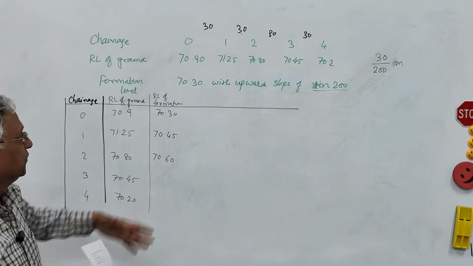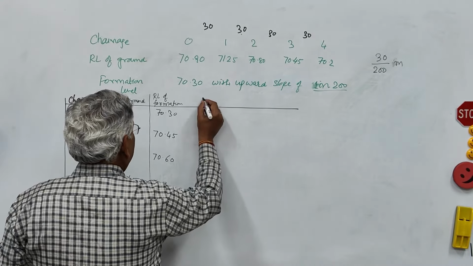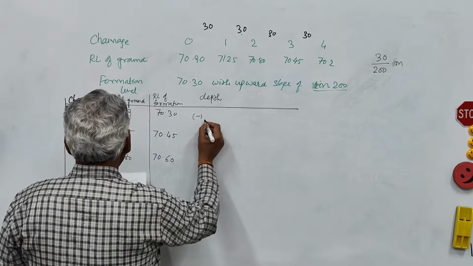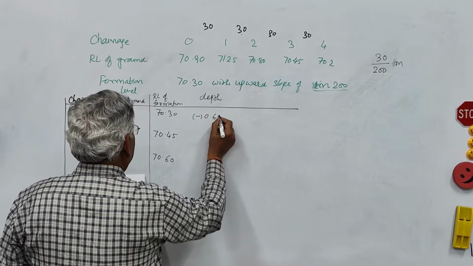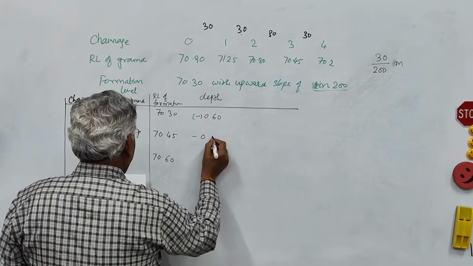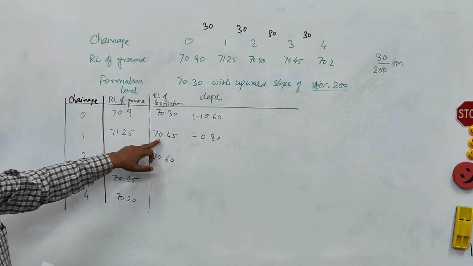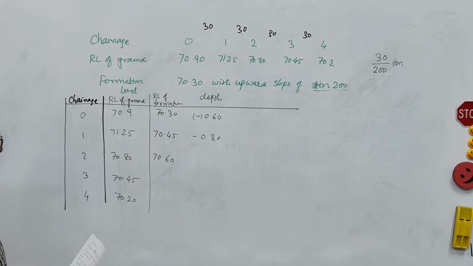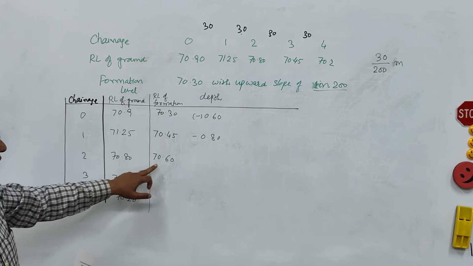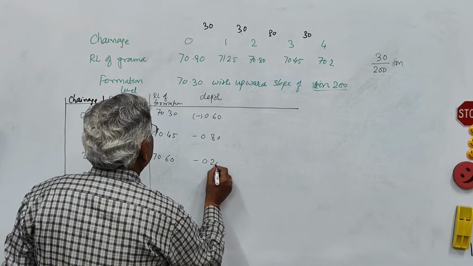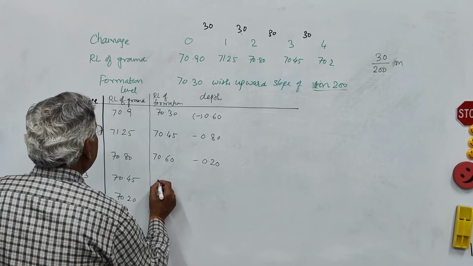So there is a cutting. So the depth of cutting, you can say depth. Here it is -1, -0.6, -0.8, then 71.25 minus 70.45, then 70.8 minus 70.6 is still in cutting, 0.20.